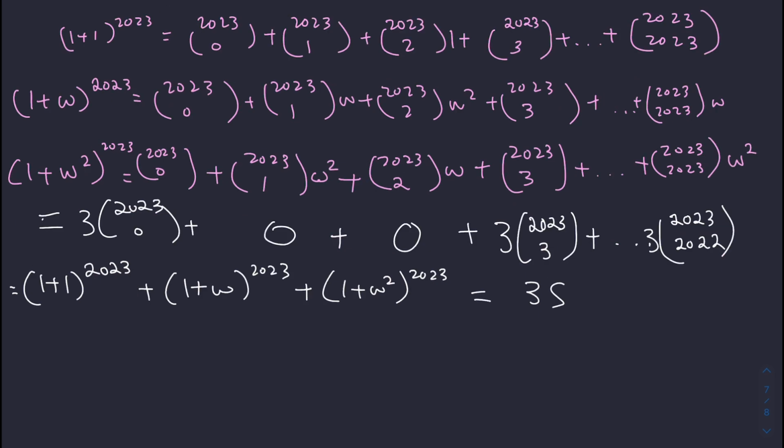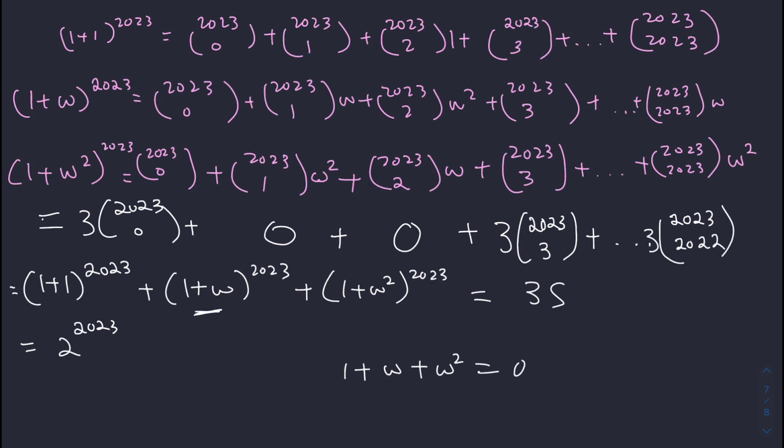So now that we have this, how can we actually make this simpler? We certainly do not want to use binomial theorem again for these. Well, this first term is pretty nice. That's just 2 to the 2023. But what about these? What are we going to do about this? Don't worry, we do not have to use binomial expansion again. If we use this fact one more time, that 1 plus omega plus omega squared is equal to 0, we can actually make this a lot simpler.